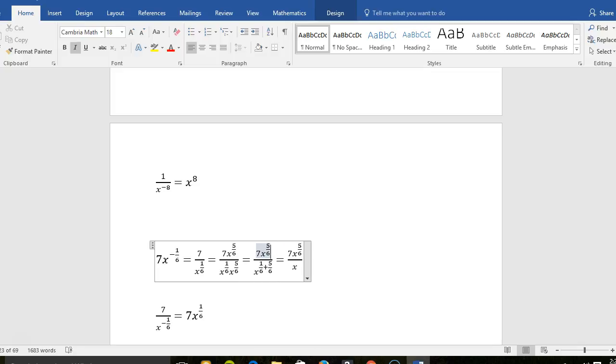So there's that. Now remember, guys, 5/6 plus 1/6, you add the 1 and the 5 and you get 6, so it's 6/6. But remember, 6/6 is 1. It's just 6 divided by 6. So you just get x to the 1, which is x itself.